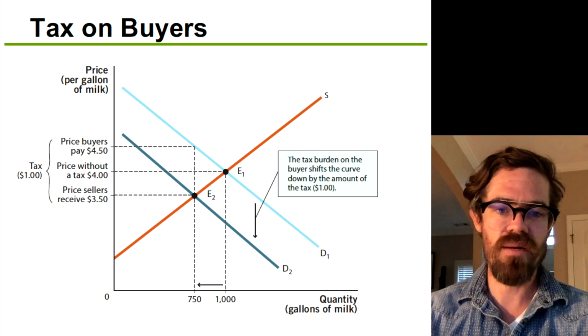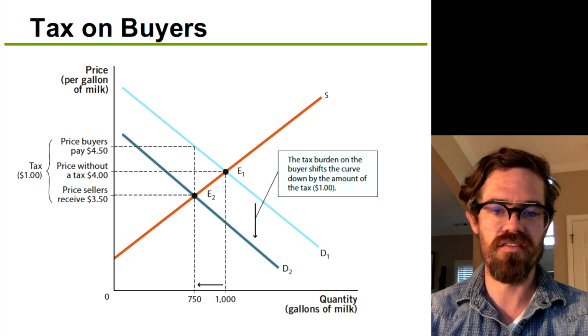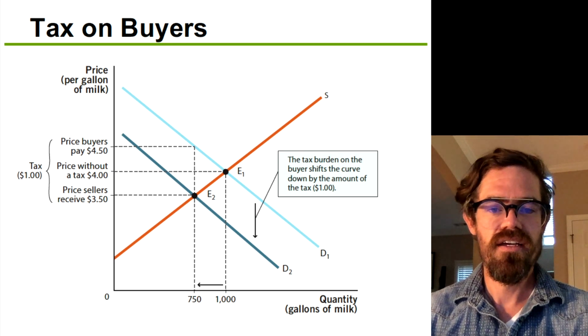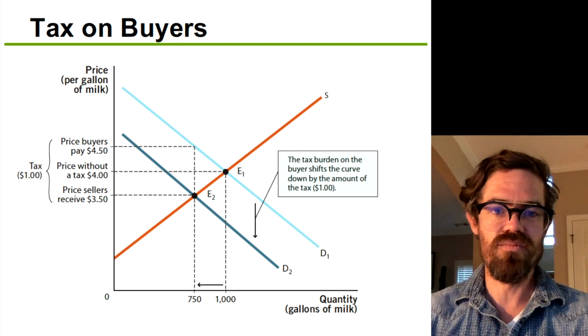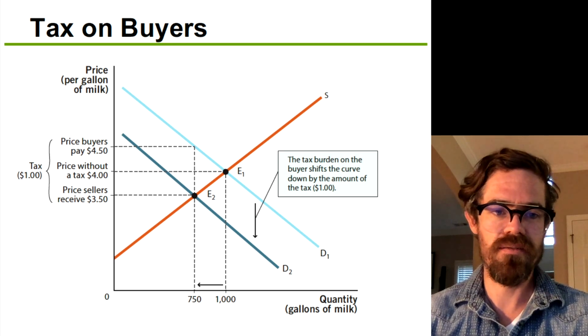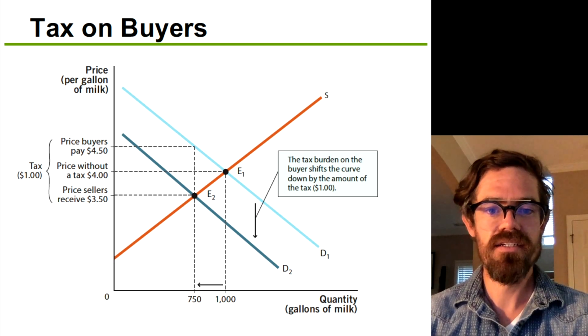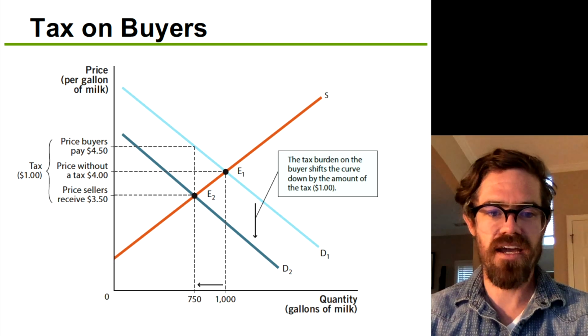And so we can represent that as a shift in the demand curve to the left or down, if you want to think about it in that way. But it basically reduces demand, right? The tax reduces demand. It shifts the demand curve down by $1, which is the amount of the tax.